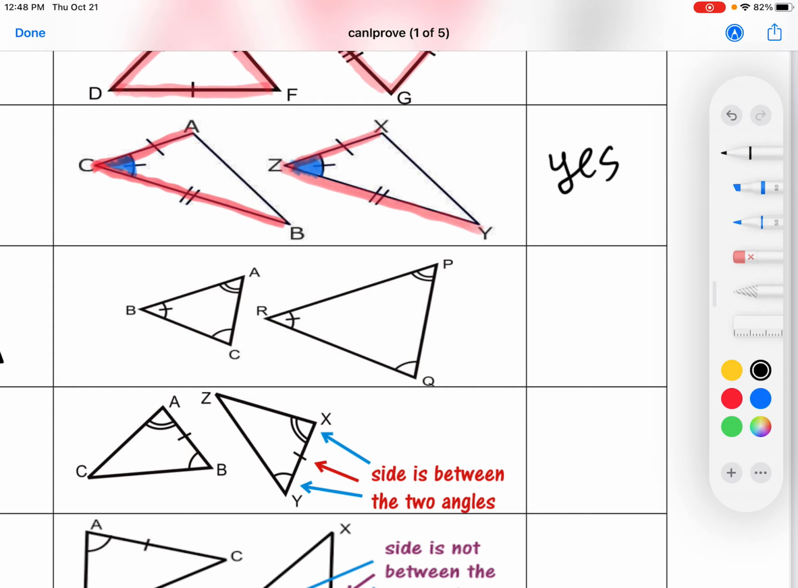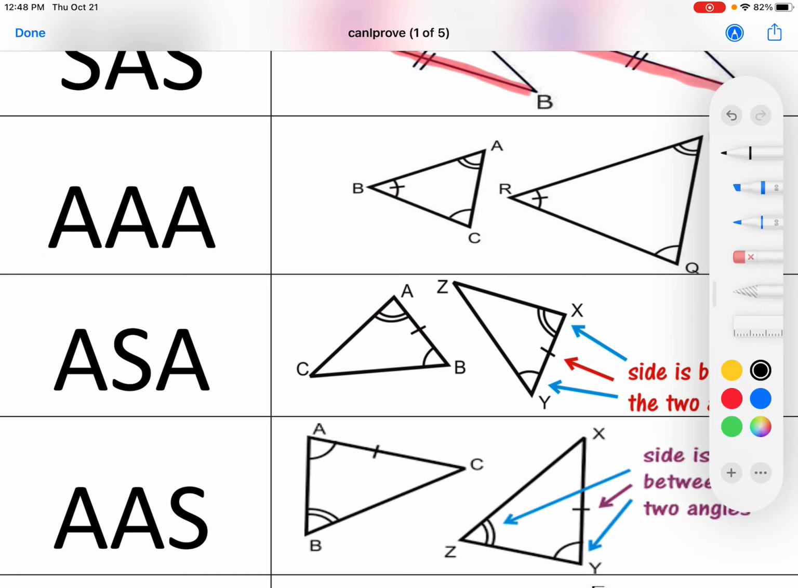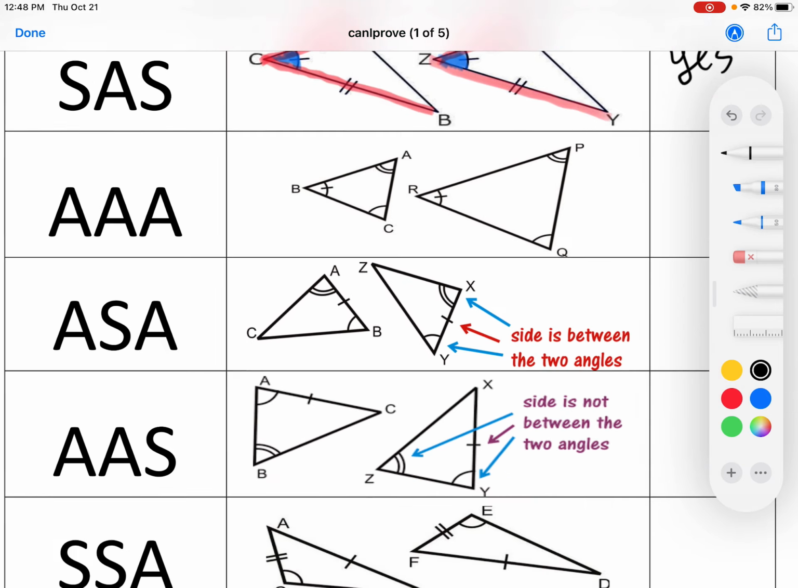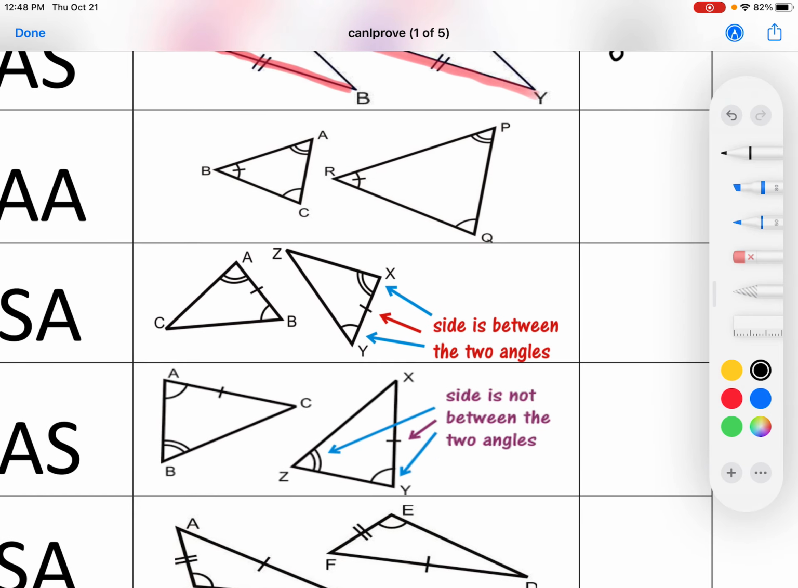Come on over now to AAA, angle, angle, angle. This is something that we actually talked about in the previous section of notes. There was a proof that we looked at that used this idea. AAA talked about angle, angle, angle. When I'm using my highlighter, I'm coloring all three of these angles as the parts that are congruent from one triangle to the next.